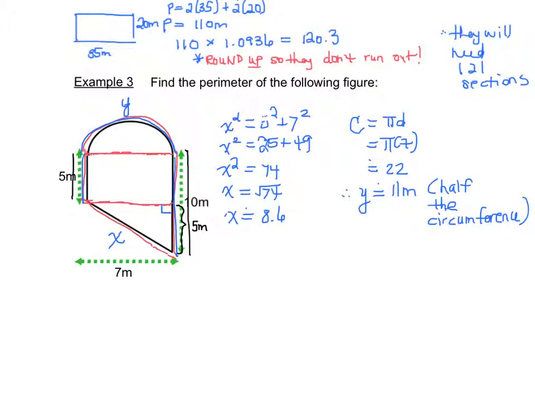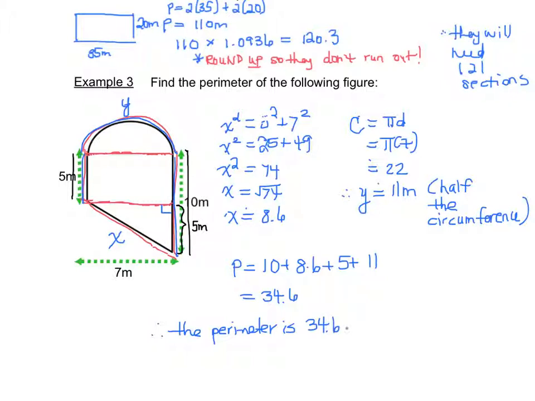Now we have all of the sides that we need to find the perimeter. The perimeter is equal to 10 plus 8.6 plus 5 plus 11. Adding those all together gives us an answer of 34.6 meters. And that concludes this lesson.